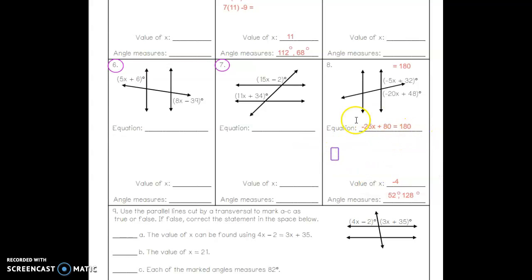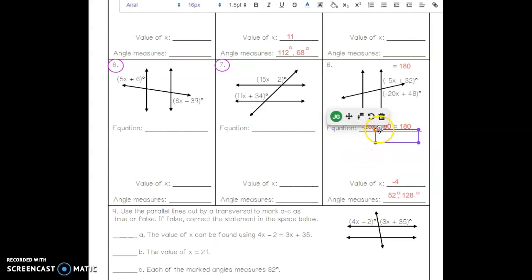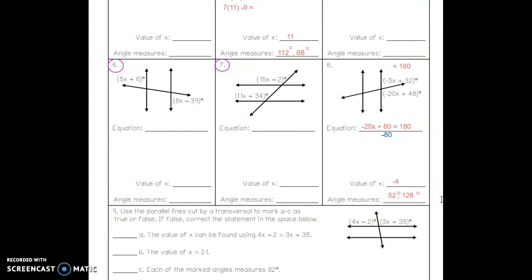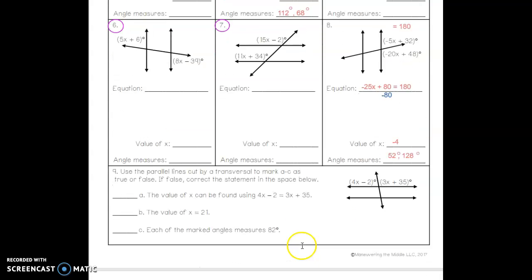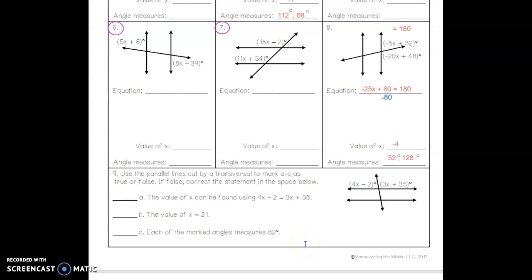If you have any questions about how to solve this equation, we subtracted 80 from both sides. Then, after getting that simplified, we divided both sides by negative 25. So that was our two-step equation. You're going to add or subtract, then multiply or divide. Let's go ahead and take a look at question 9. Like I said, if you have any questions about 4 and 5, come and chat with me in class. But I don't want to spend a whole lot of time going over solving equations because we just did a whole unit on it. All right, number 9.